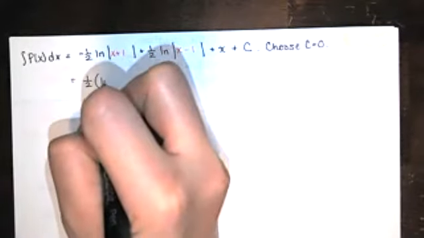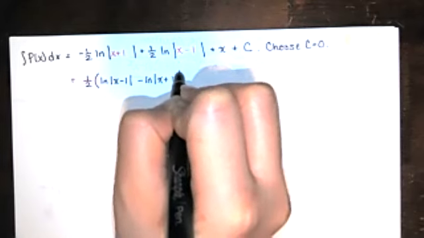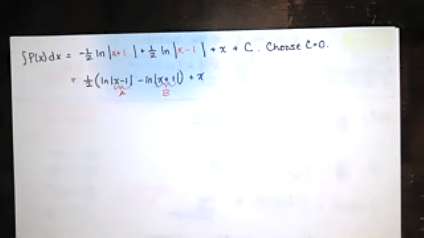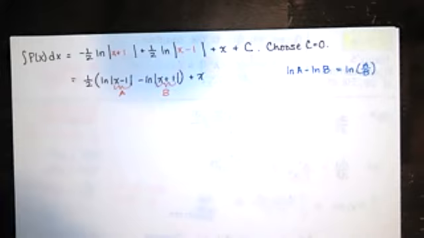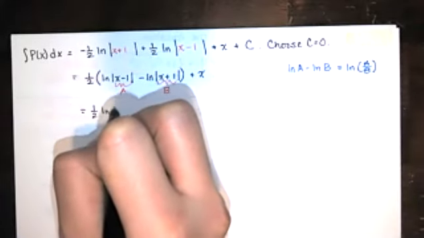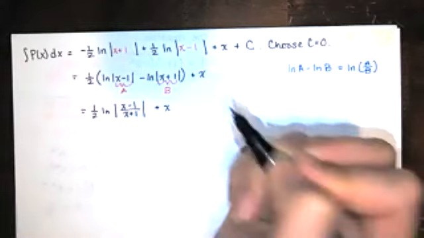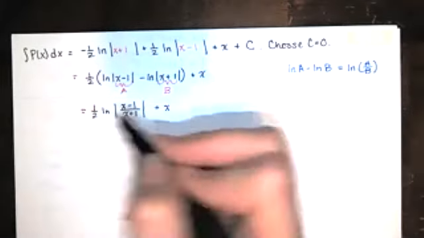I'd write the positive one first. That's natural log of the absolute value of x minus 1. And then over here, we're going to have natural log of the absolute value of x plus 1 plus x, and we've chosen c to be 0. And then you can see now that without that 1/2 there, this is natural log of a minus natural log of b. We know from pre-calculus that natural log of a minus natural log of b is natural log of a over b. So we can rewrite that as the log of a quotient: log of a, which is x minus 1, over b, which is x plus 1, plus x. And then we're going to take this and raise it to the 1/2 power.